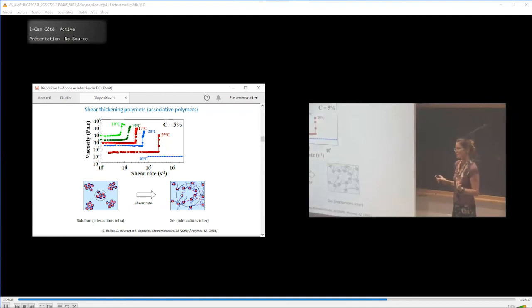Okay, so this was everything I wanted to say about shear viscosities. Do you have more comments?